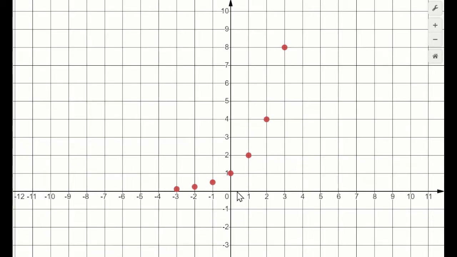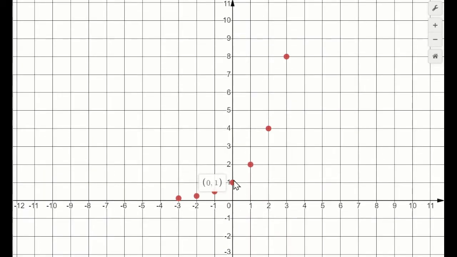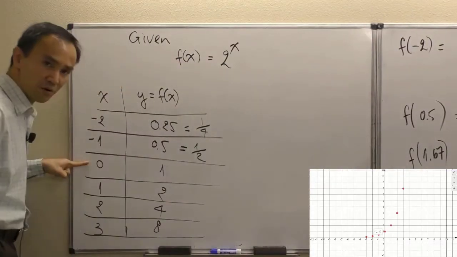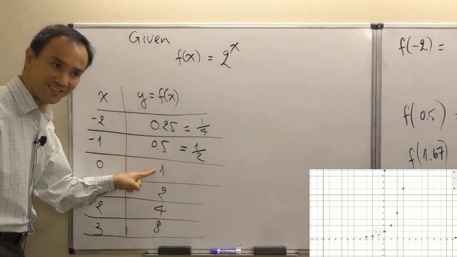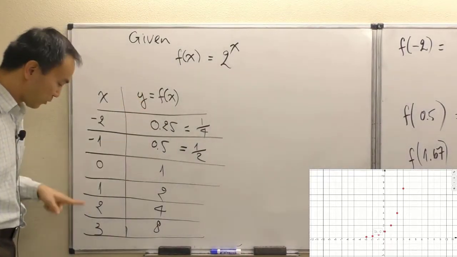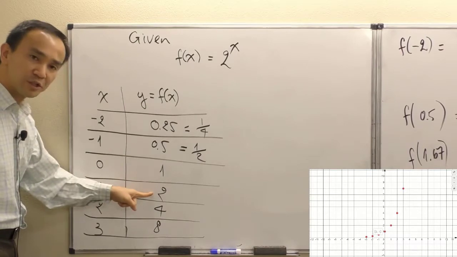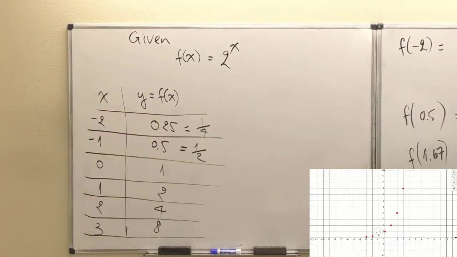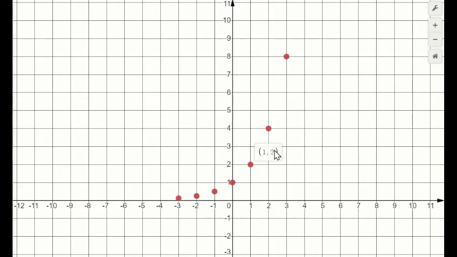First of all, this point right here. Now I'm showing the coordinates, the x and y value. It's x equals 0, y equals 1, just like what we had here. Then moving on to the next one. When x equals 1, y equals 2 from our table of values. So on the graph, that's how we have this point right here, when x equals 1, y equals 2.